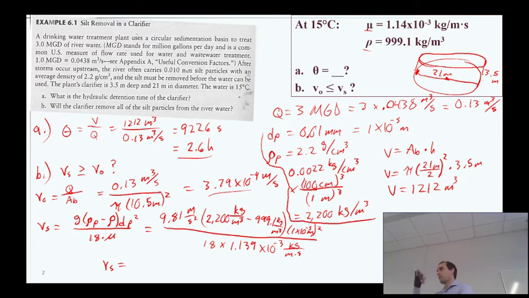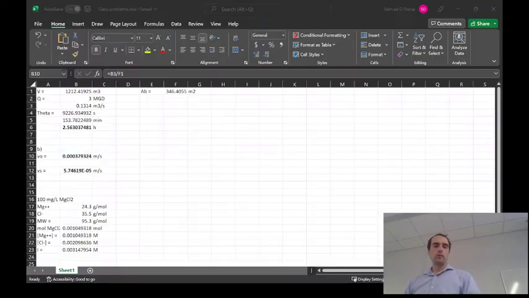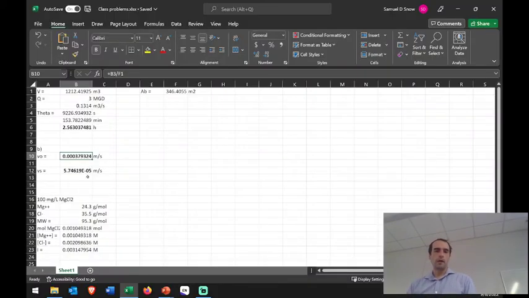Does that make sense in terms of where we're getting each of the numbers? All right. So once we do put it into Excel, we get a value there of 5.75 times 10 to the minus 5th.